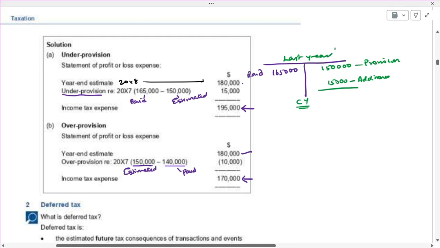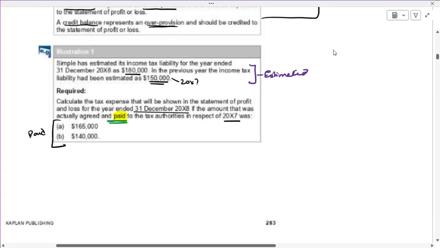Current year. Why did they pay more? No, they were supposed to pay 150, so they paid more, 165. They made a provision for 150 and they paid 165. They have paid to the tax authority in respect of 2007.